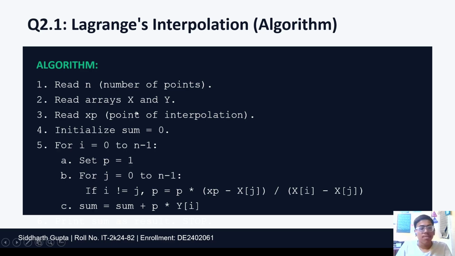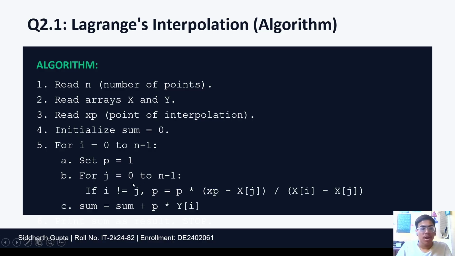We will read xp, that is the point of interpolation, like we need to find f of 9, f of 10, that will be the xp. Now initially we will initialize the sum is equal to 0. We will start a loop for i is equal to 1 to n in steps of 1. We will set p is equal to 1, that is product we will set as 1.